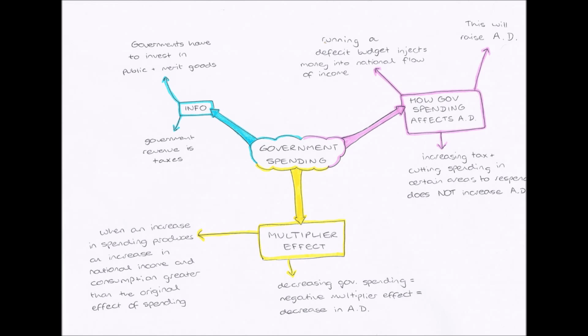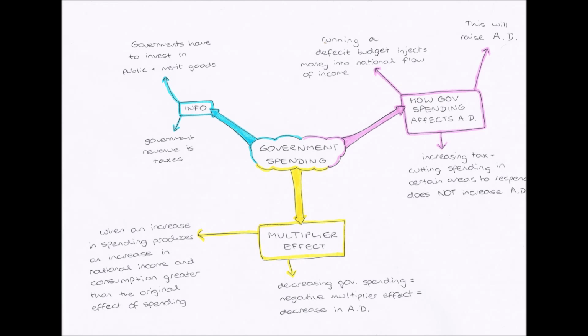And this is the same as if the government decides to cut spending in one area and increase spending in another. So for example, if they cut spending on defence and increase spending on education, then there will be no impact on aggregate demand because the same amount of money is being spent, it's just being spent in different places.